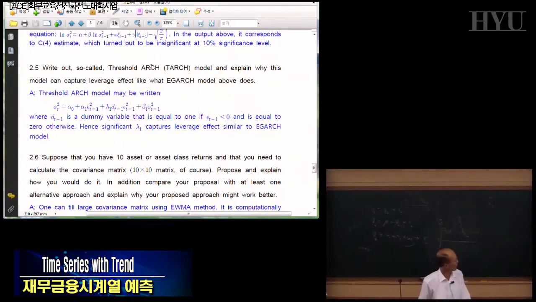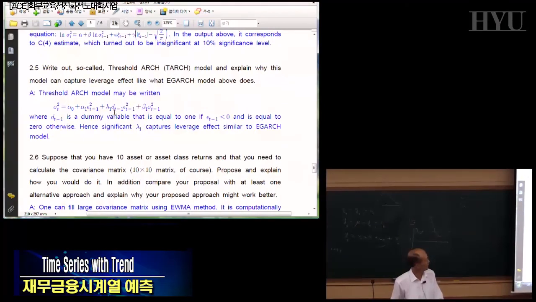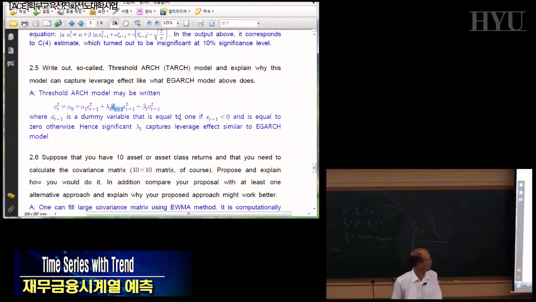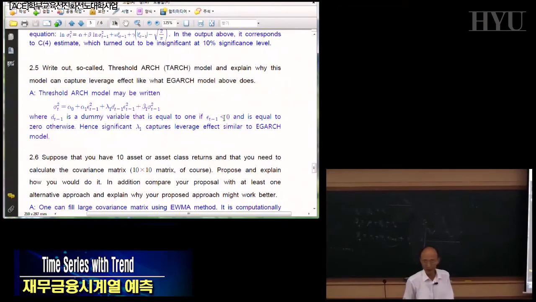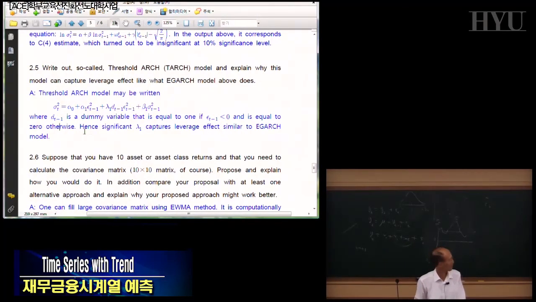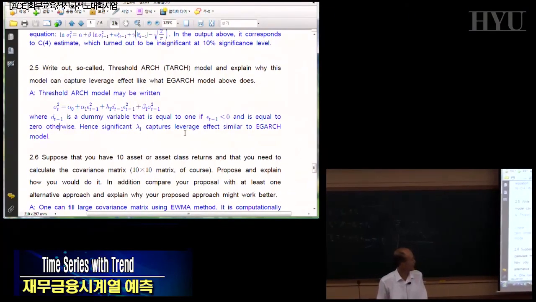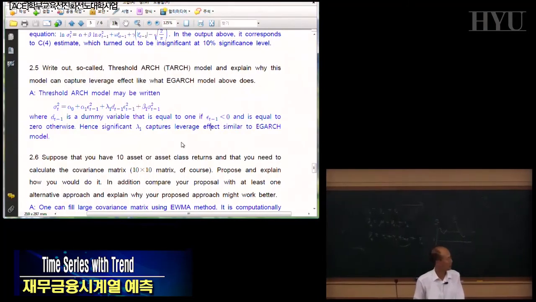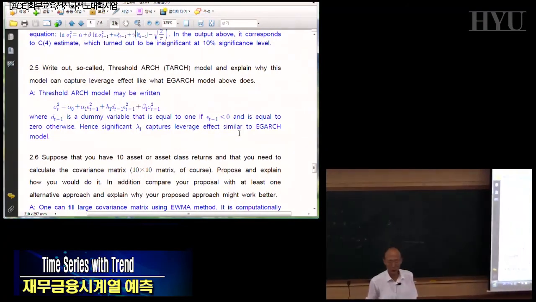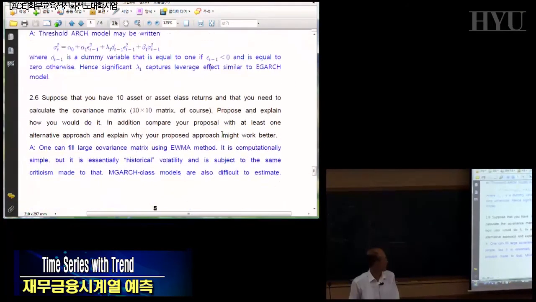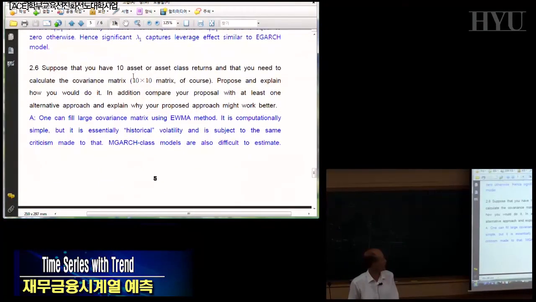This one, threshold ARCH or leverage effect, we learned that we can introduce a simple dummy variable taking value equal to 1 if there's a negative surprise, or 0 otherwise. If lambda 1 is non-zero, then it will capture the leverage effect, similar to E-ARCH.